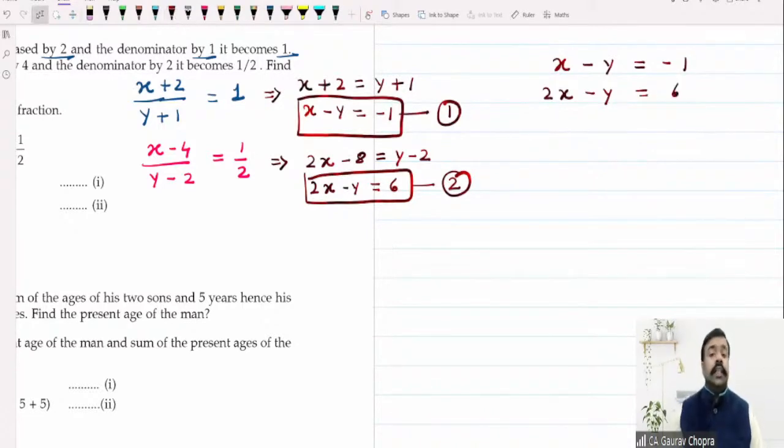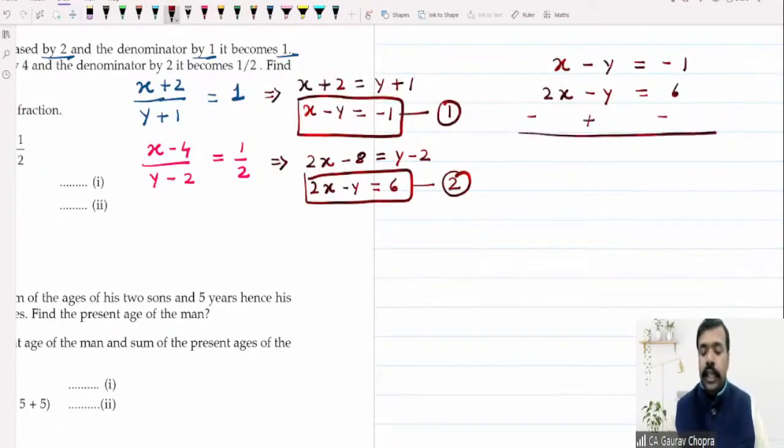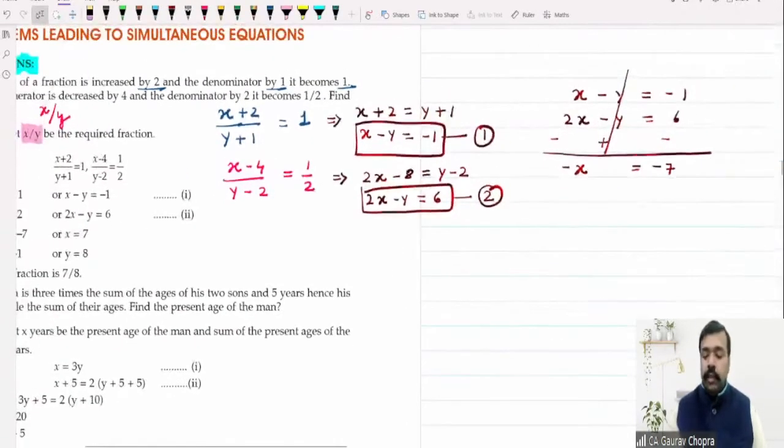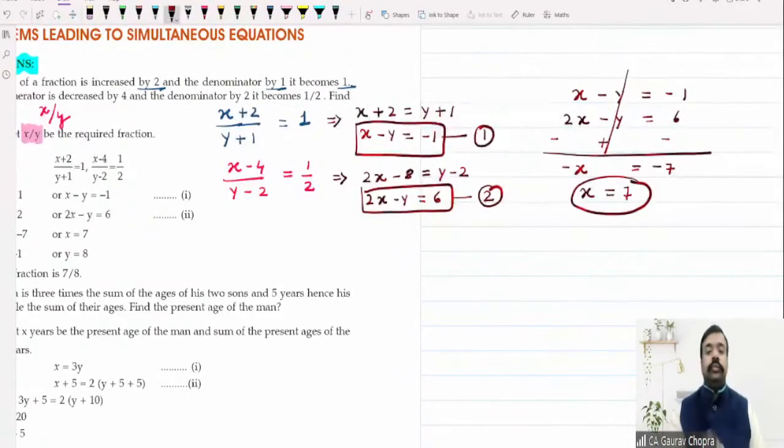So clearly we can see that y is having the same coefficient, so we can easily eliminate the value of y. So let's subtract them. For subtraction, we have to change the sign. So we have changed the sign. y is getting cancelled. So final result is minus x is equal to minus 7. That means we are getting x is equal to 7.